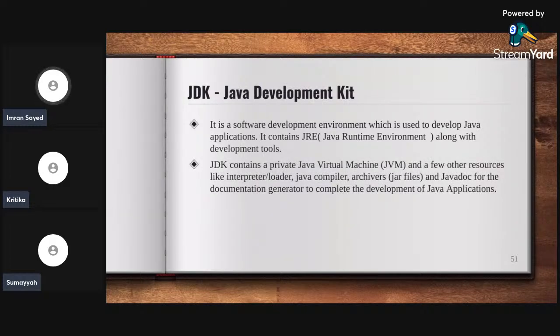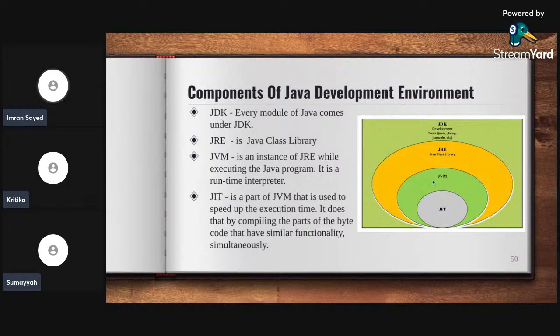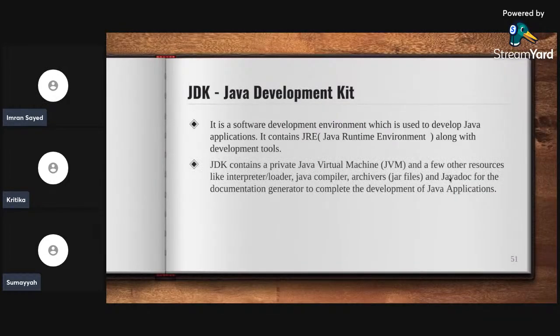The JDK contains a private virtual machine. Look at this example. It contains a private Java virtual machine and a few other resources like the interpreter, loader, Java compiler, archivers, and Javadoc, the documentation generator, to complete the development of Java applications.